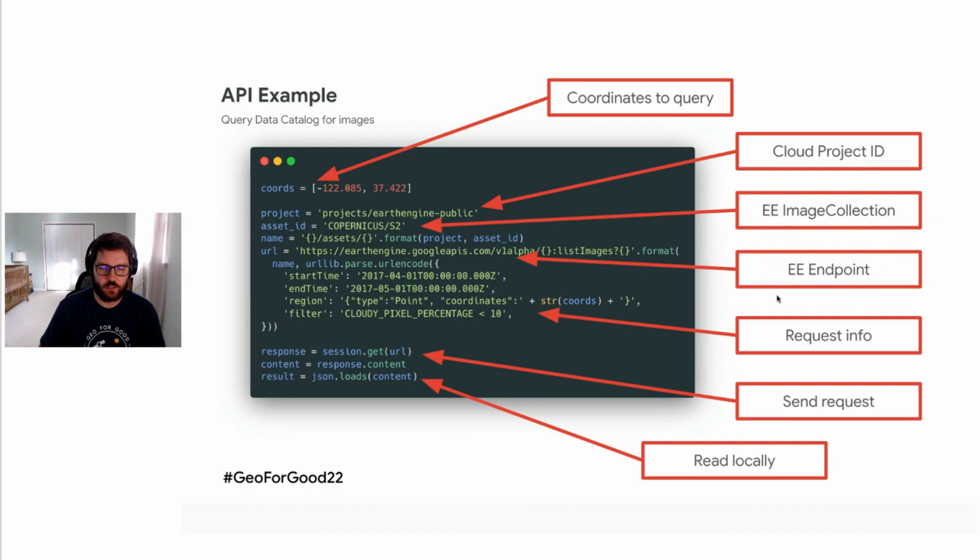Then we construct our endpoint using this information, such as the cloud project and asset ID. At the end here, you'll see this colon and list operation, or list images. List images is the operation that we are using, the function from the REST API. We also provide the request info, the body of the request, and then we send the request. In this case, it's a GET request, but we can also do POSTs for other things.